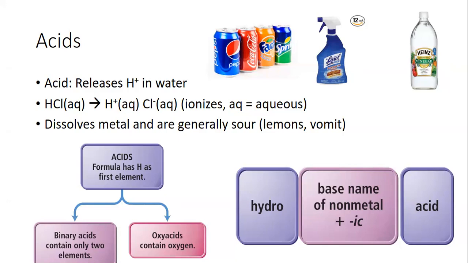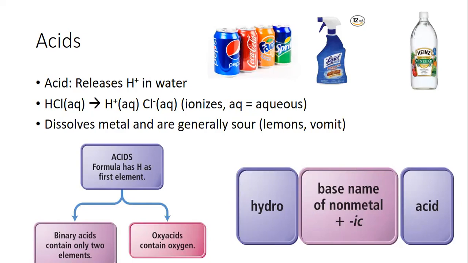So one of the special properties of an acid is that they can dissolve metals and they're generally sour. So lemons, very acidic. Your own vomit, incredibly sour and incredibly acidic. The pH of your stomach is like a pH of 1 or 2, which is enough to melt away metals. So you have that power inside your stomach if you would want to. I don't know why you would want to though.